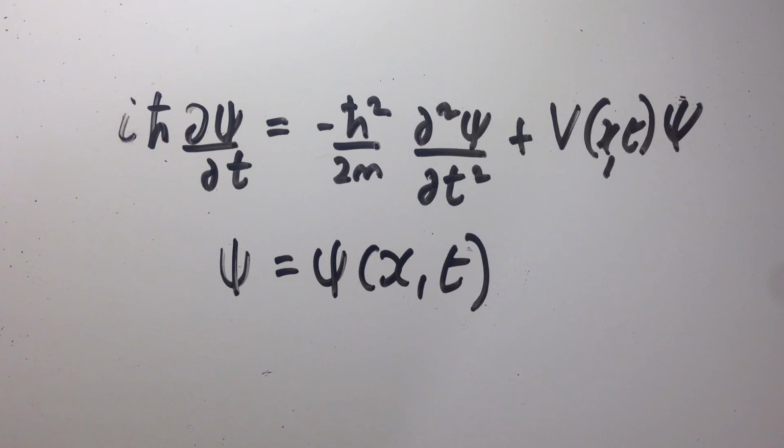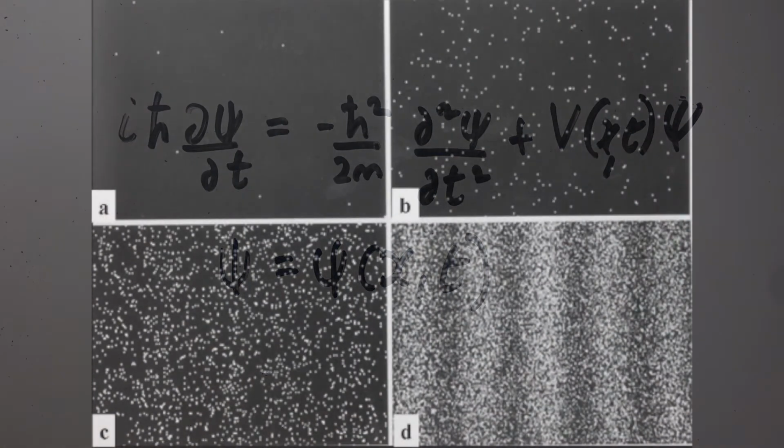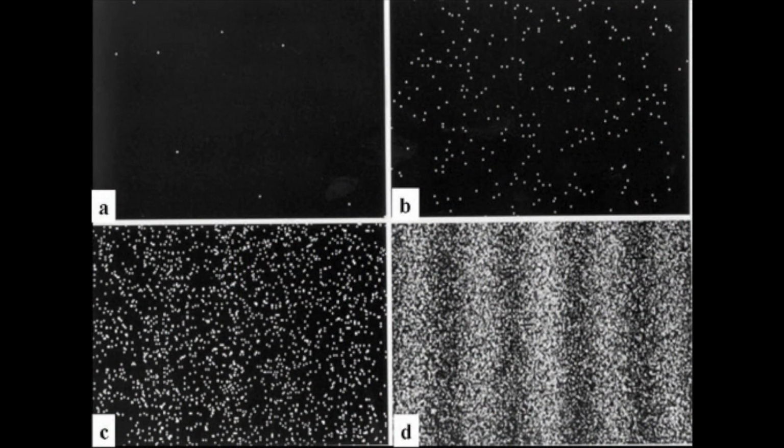The solution to this equation is called the wave function, which is psi. It can be used to predict the probability of position of a particle. For example, in Young's double-slit experiment, if you fire electrons one by one, the particle shows up more likely in certain regions than others.